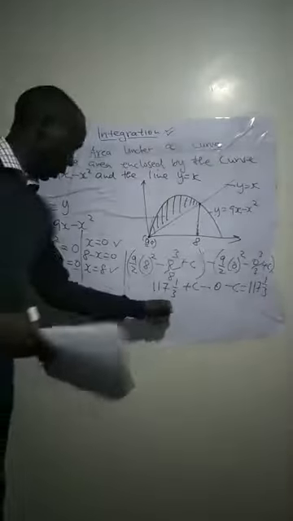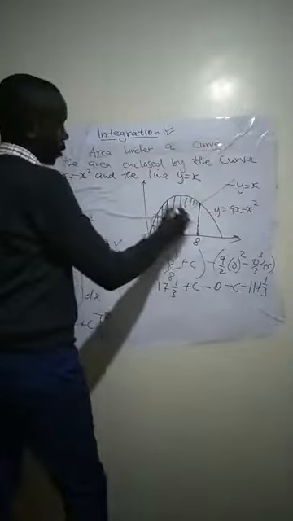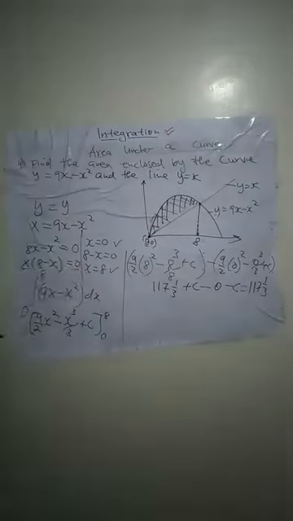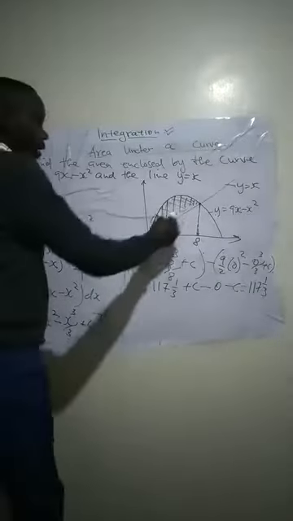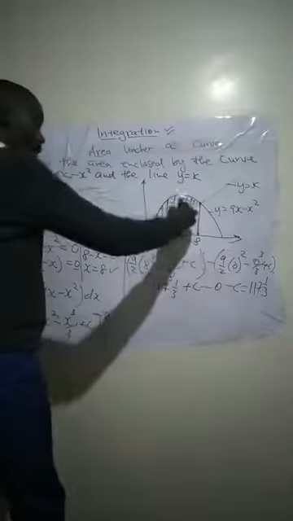Please notice that this area that we have, 117 and 1 over 3, is the area under the curve, so the entire area. But you notice the question was the area bounded by the curve and the line, so we are looking for this area. So how do we get that area? One of the ways is to get the area under the line. You have the area under the curve. Now get the area under the line. So that is a straight line.